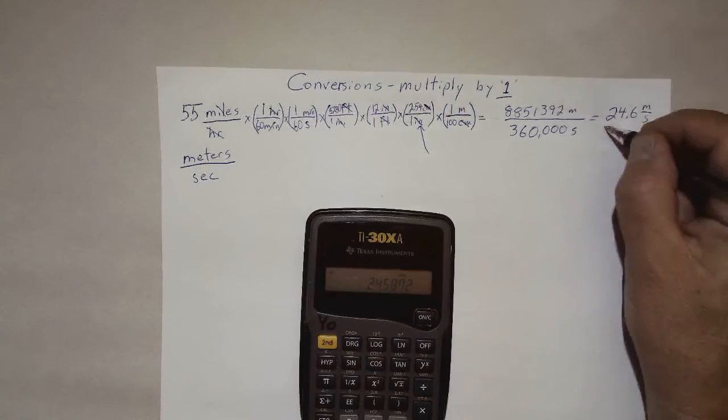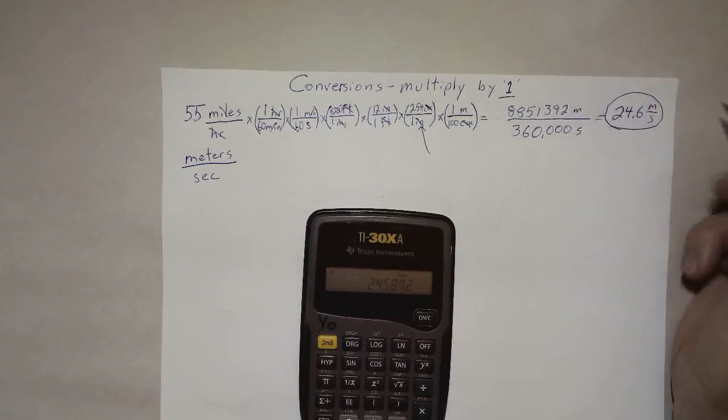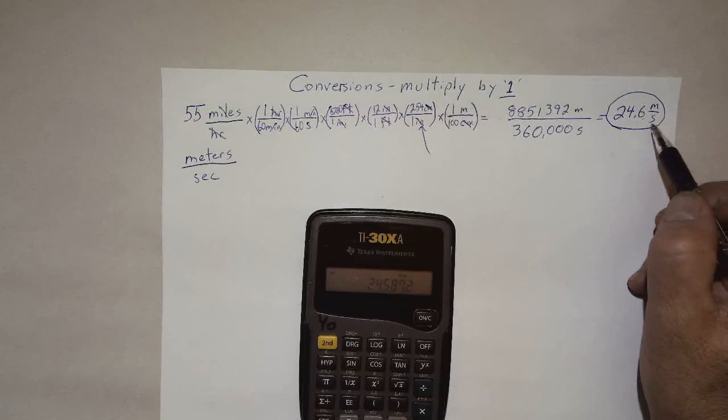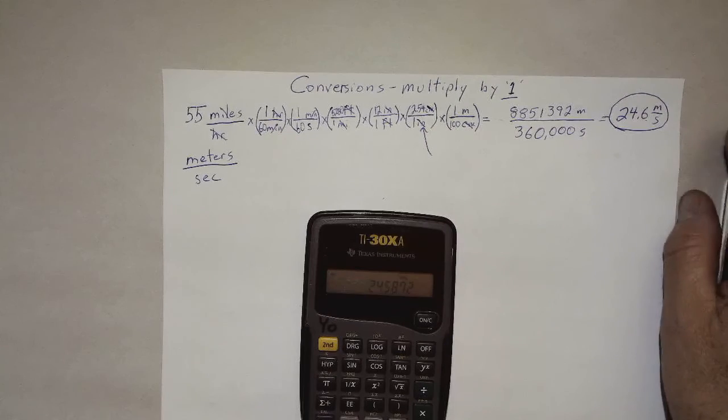And that is also a way to think of 55 miles an hour is now 24.6, about 25 meters per second. Just so you can relate those two ideas.